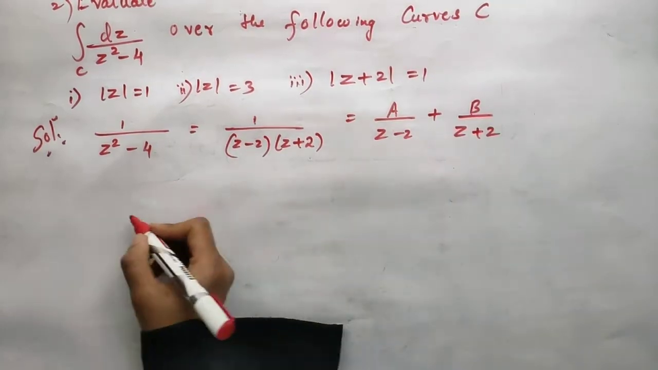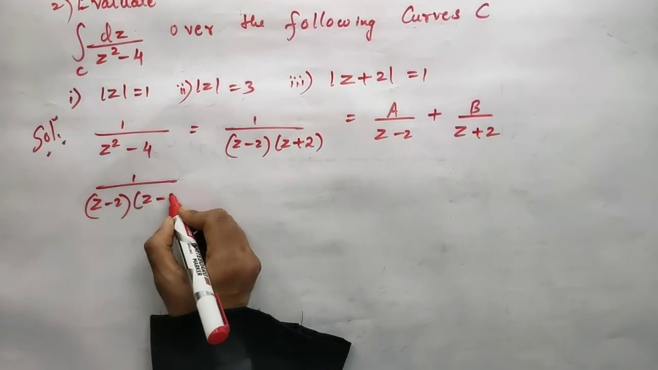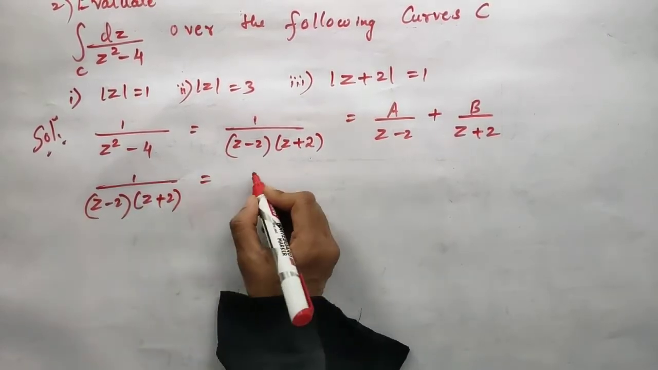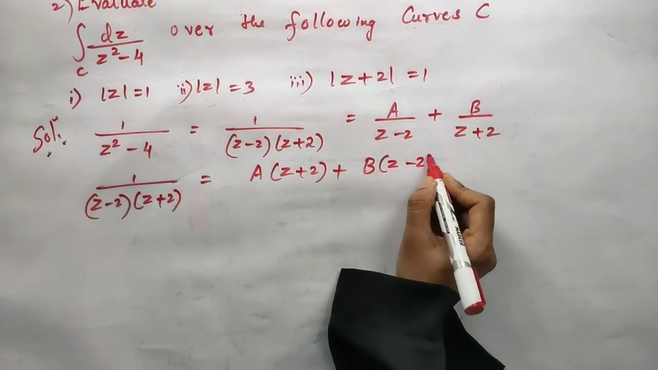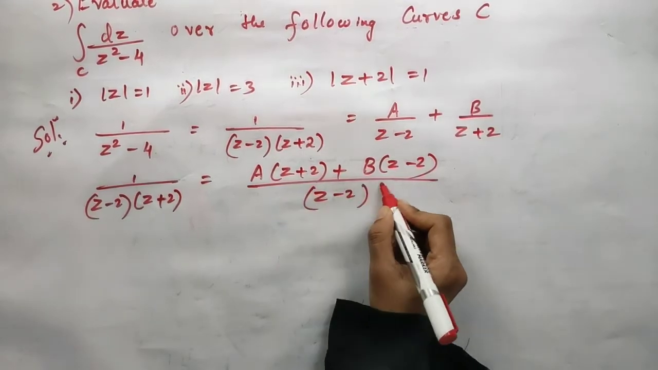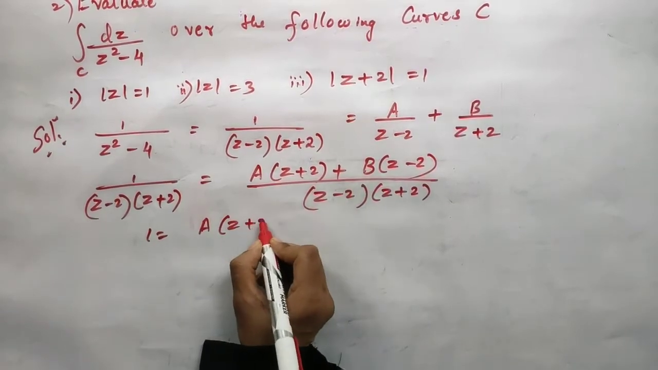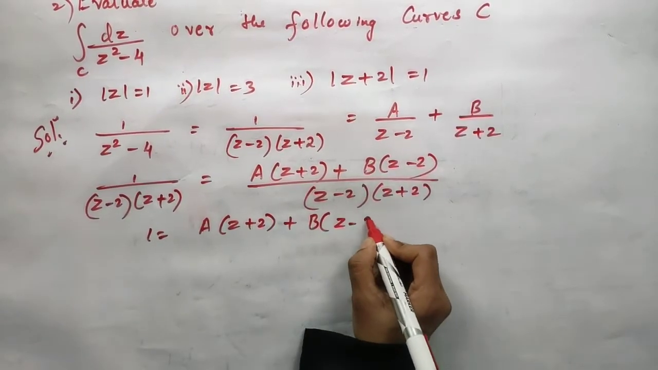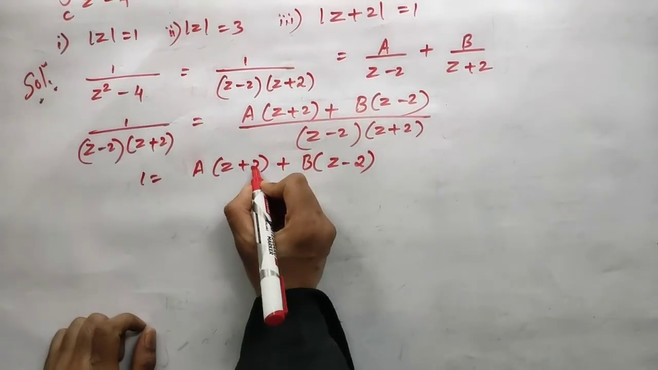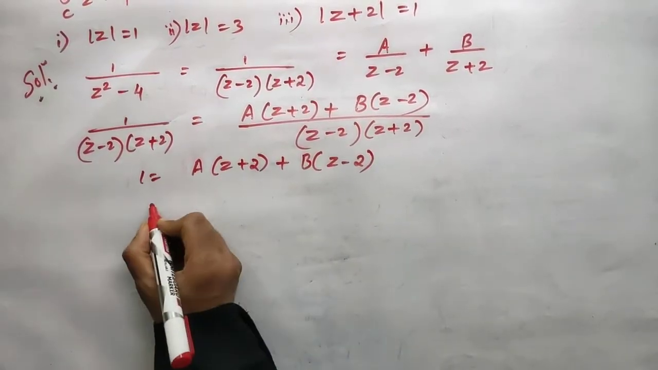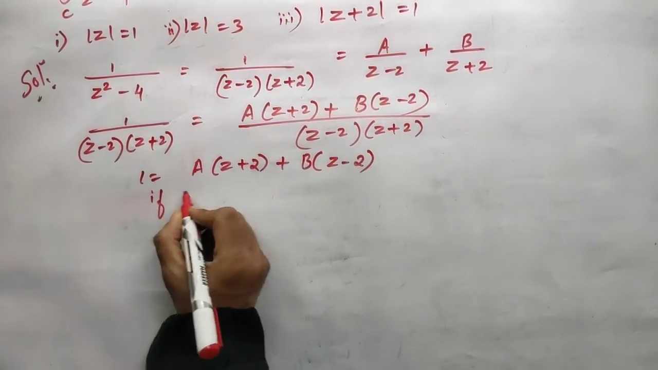To resolve them into partial fractions, let us consider 1 divided by z minus 2 into z plus 2 is a into z plus 2 plus b into z minus 2 divided by z minus 2 into z plus 2. These two will get cancelled. You have 1 is equal to a into z plus 2 plus b into z minus 2. Don't get confused. Now put the value for z.